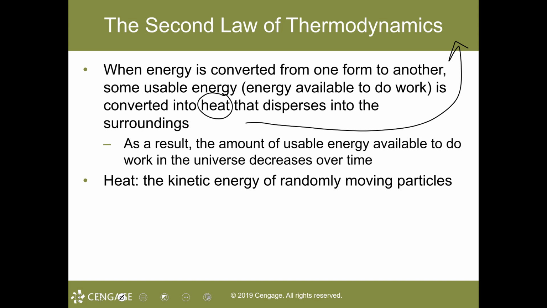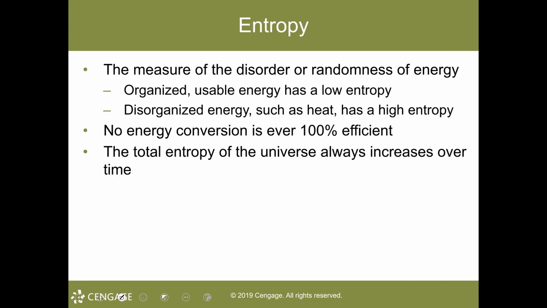As we learned back in chapter 2, heat is the kinetic energy of randomly moving particles, as it states right here. Unlike heat energy, which flows from an object with a higher temperature to one with a lower temperature, this random motion cannot perform work. As a result, the amount of usable energy available to do work in the universe decreases over time. It is important to understand that this second law of thermodynamics is consistent, class, with the first law. That is, the total amount of energy in the universe is not decreasing with time. However, the total amount of energy in the universe that is available to do work, I repeat, available to do work, is decreasing over time.